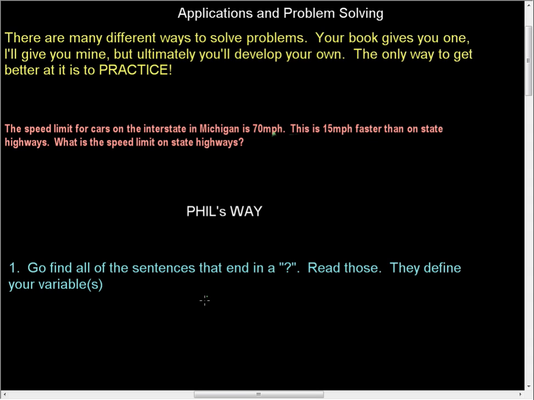Go find all the sentences that end in a question mark and read those. They define your variables. And so we go and look for our question mark. That's here. And so we want to say, okay, well, what is the speed limit on state highways? Okay, so I'm going to label it S. S is defined as the speed limit on state highways. Okay, all right, so that's the only question, so we can go ahead and move on to step two.